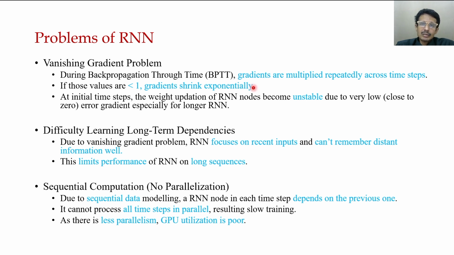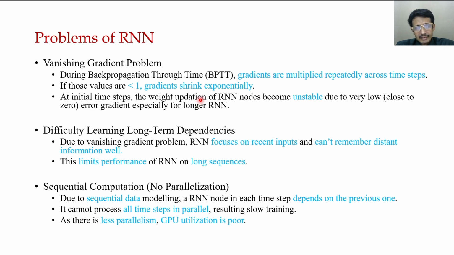That means weight updation becomes very slow, because the gradient is very close to 0. So weight updation is negligibly small. This is due to a very low, close to 0, error gradient, especially for long sequences. This is called the vanishing gradient problem. We'll see a bit mathematically how it actually happens.